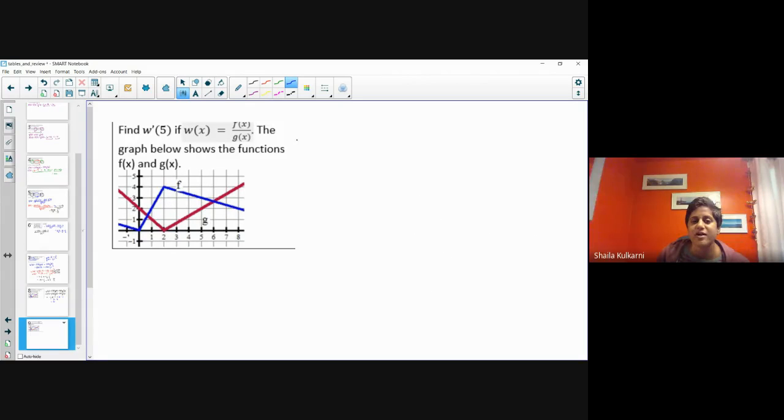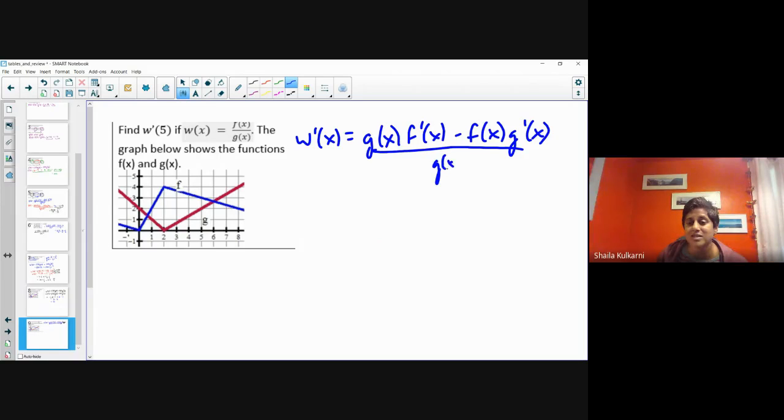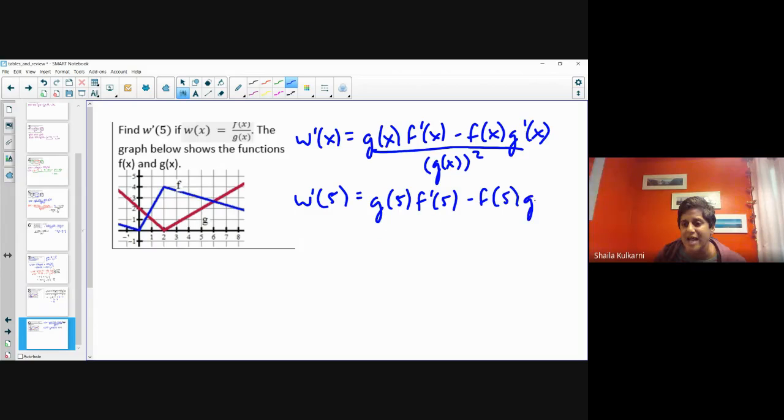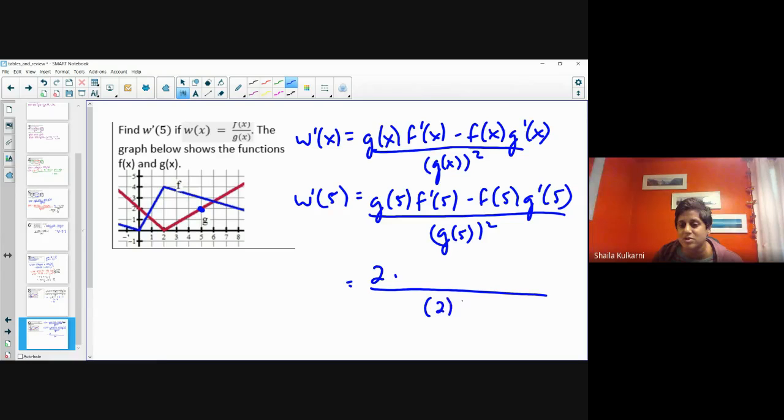One more to go. We got ourselves the quotient rule. Let's do the quotient rule. Low d high minus high d low all over low, low, or I like to say low squared because I tell you just keep it that way. Okay, and then it says plug in 5. Okay, so g of 5, f prime 5 minus f of 5, g prime 5 all over g of 5 squared. Anytime it asks me for g of 5, it wants to know what's the y value at 5. So that is 2. So I'm going to put a 2 here, and I'm going to put a 2 here.